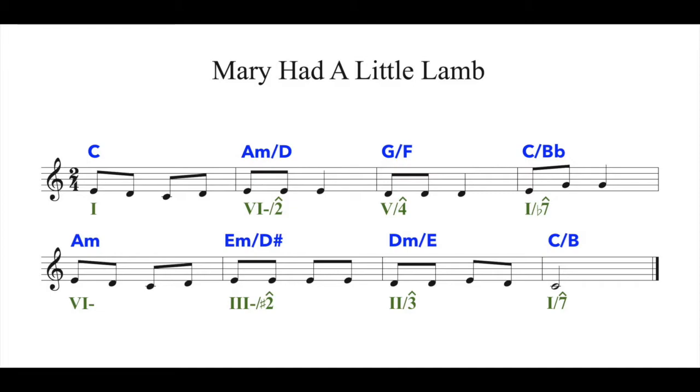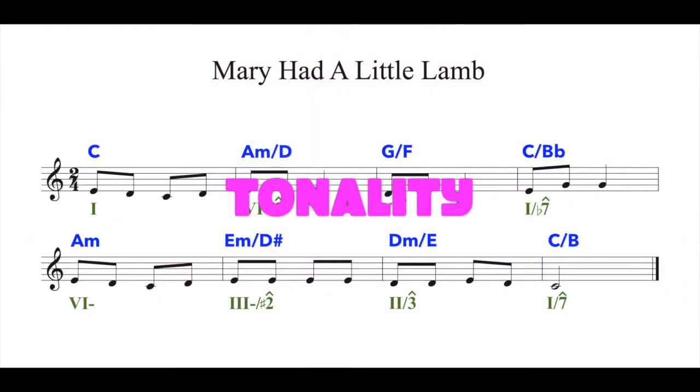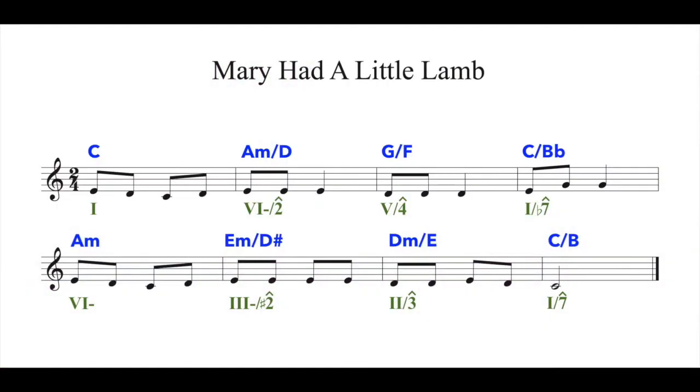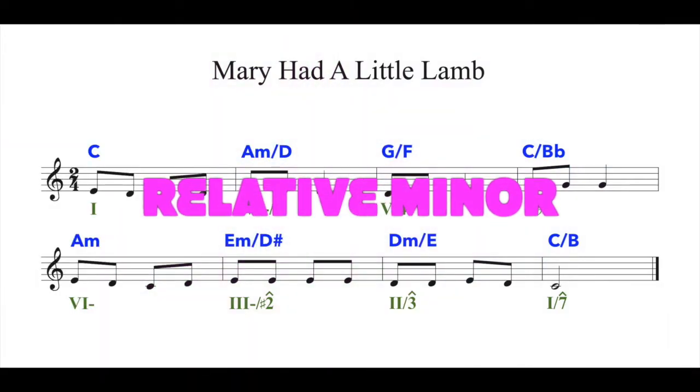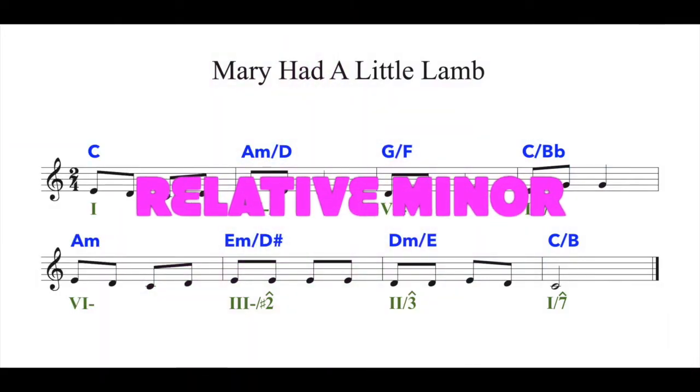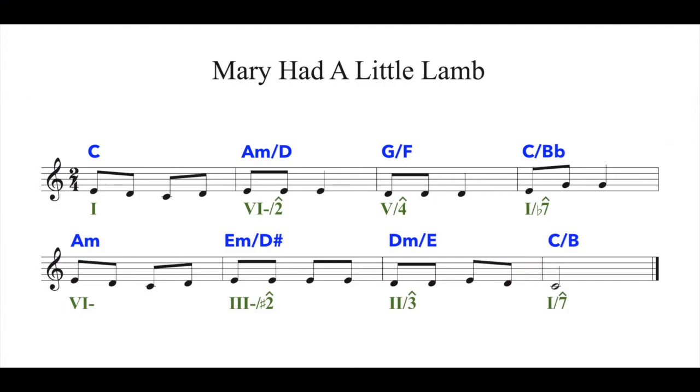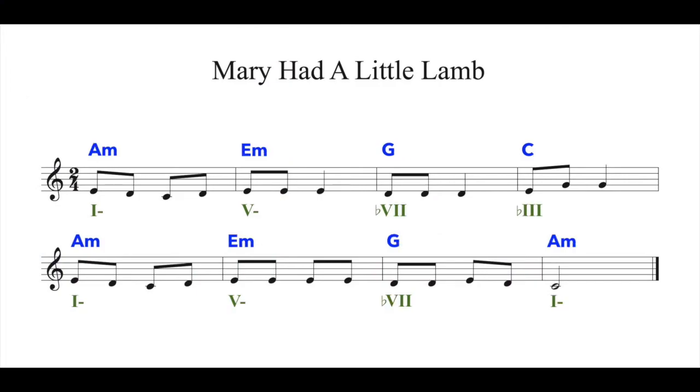Up to now, we've been assuming a major tonality. However, we could easily shift to another tonality. Take the relative minor, for example. We'll have the same set of triads, but their functions will change. Here's a fairly straightforward iteration using natural minor and following the same guidelines from before.